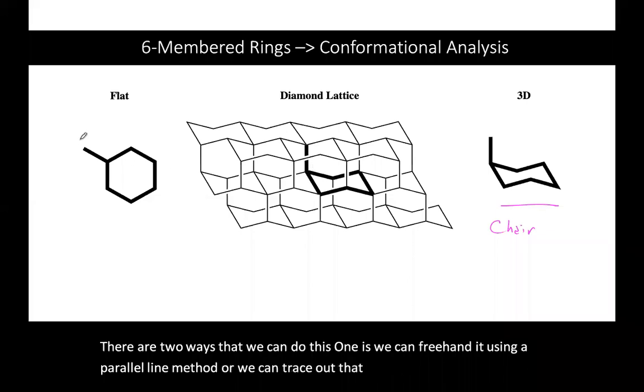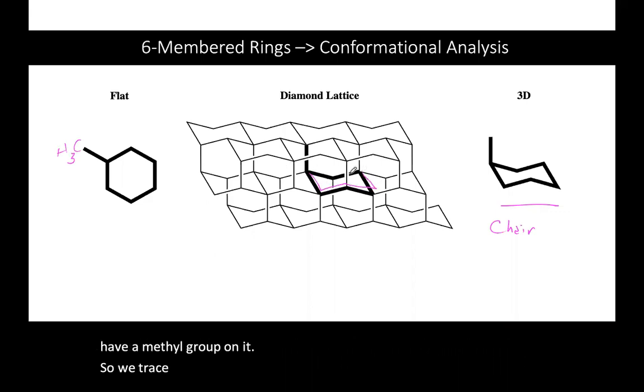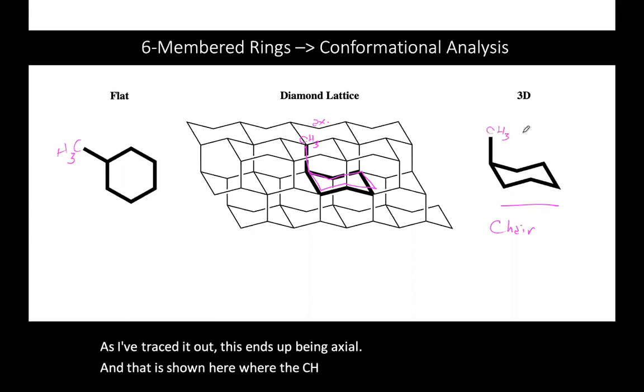In this case, we have a methyl group on it. So we trace out the six-membered ring and then put on it a CH3 group. As I've traced it out, this ends up being axial, and that is shown here where the CH3 group is on a bond coming off of the cyclohexane that's parallel to the edge of the paper.